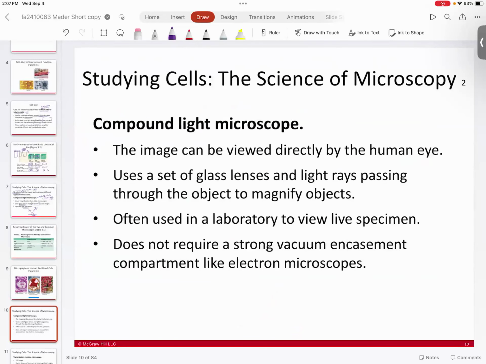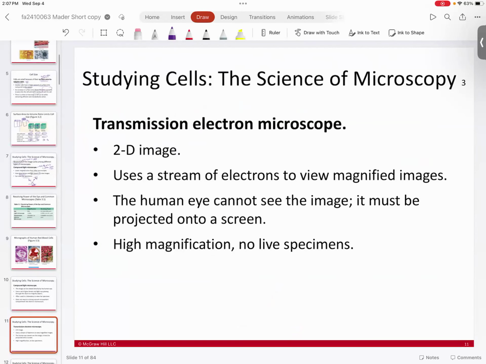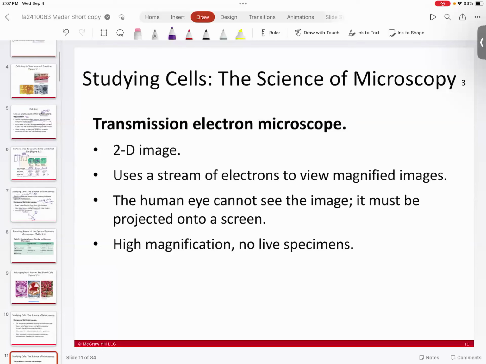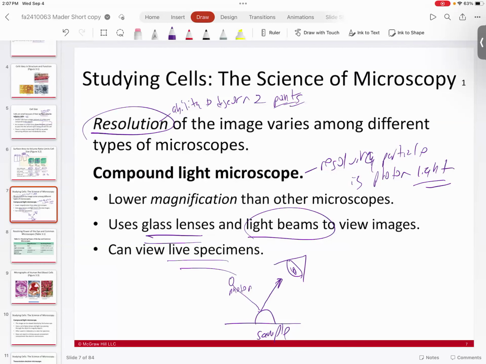Now, with electron microscopy, it's a little bit different, right? Because let me do it right here next to it. So the question is this one. So this is like light microscopy. In electron microscopy, we use an electron as the resolving particle.